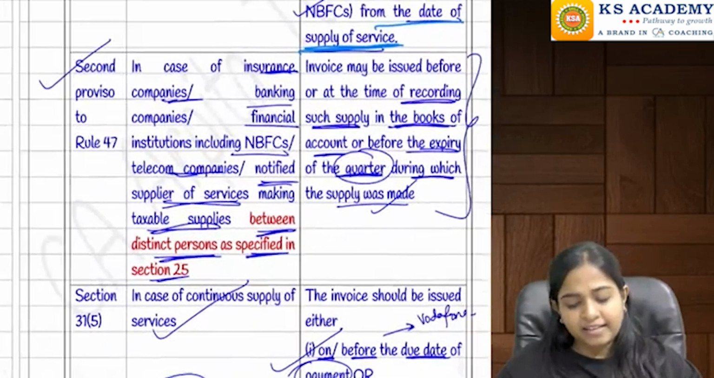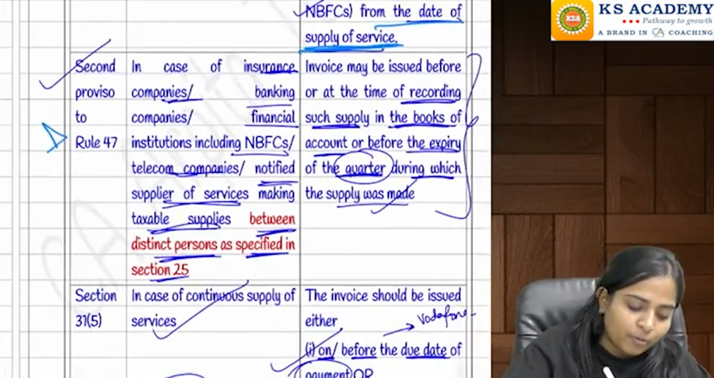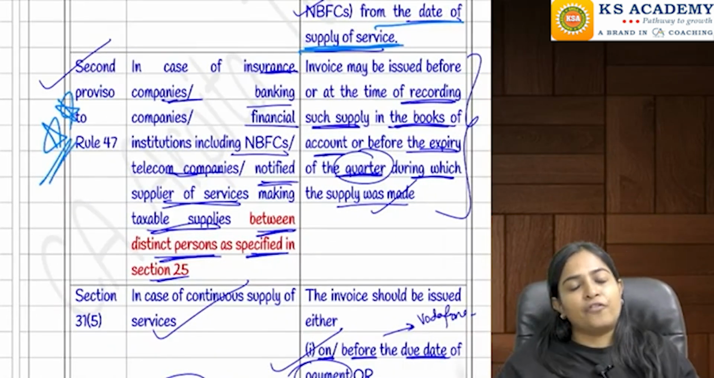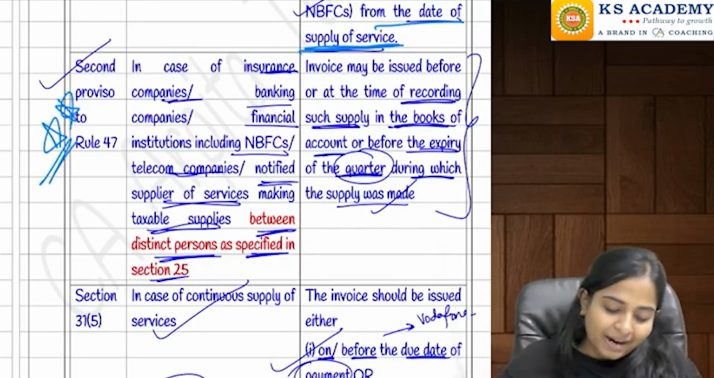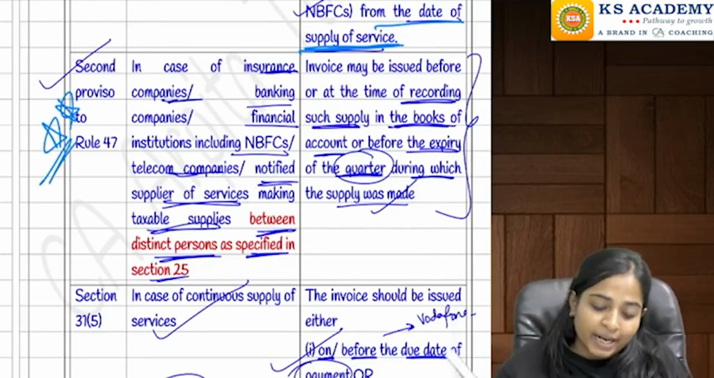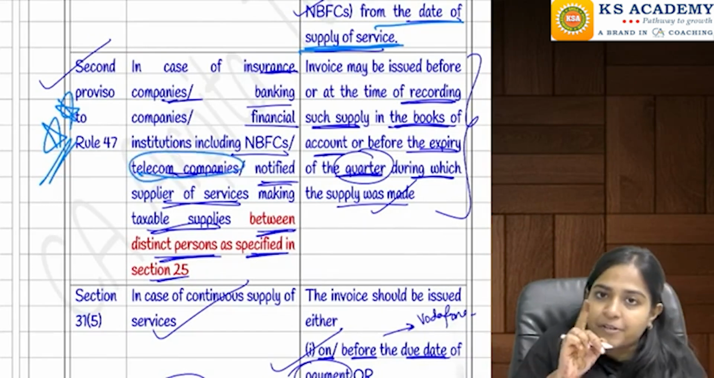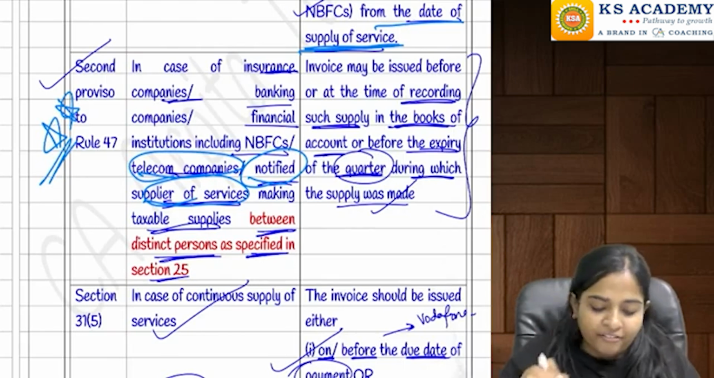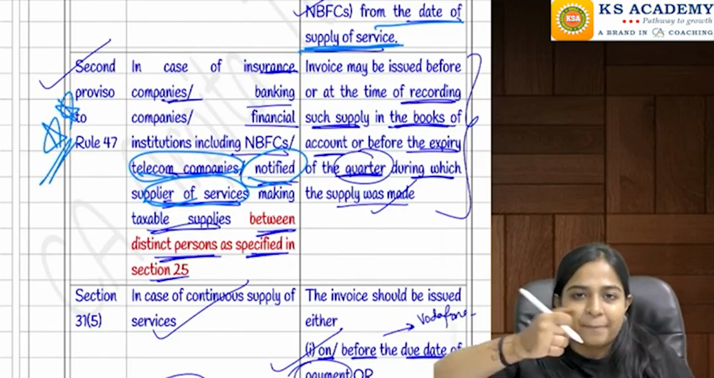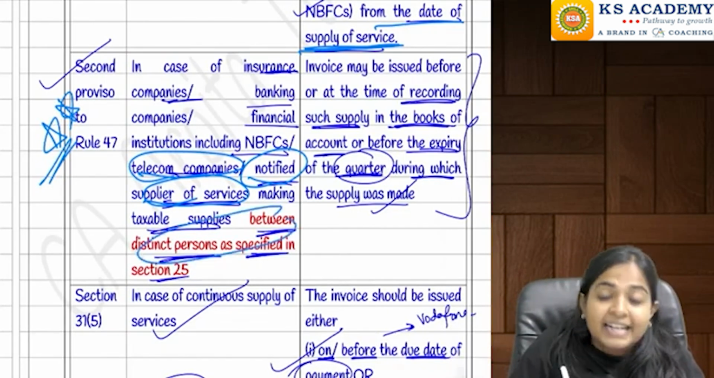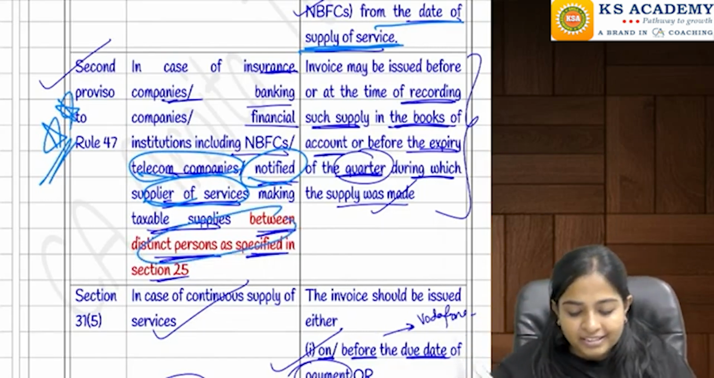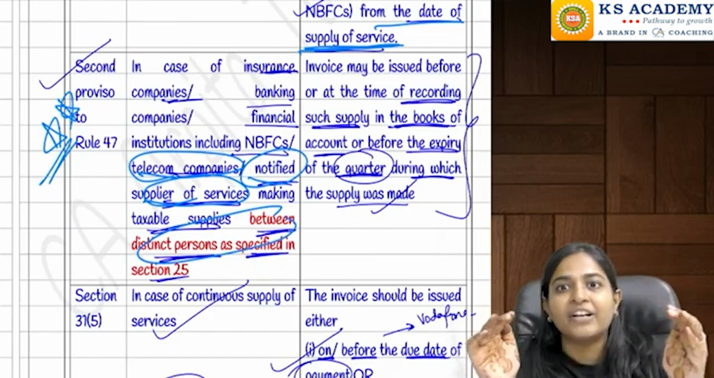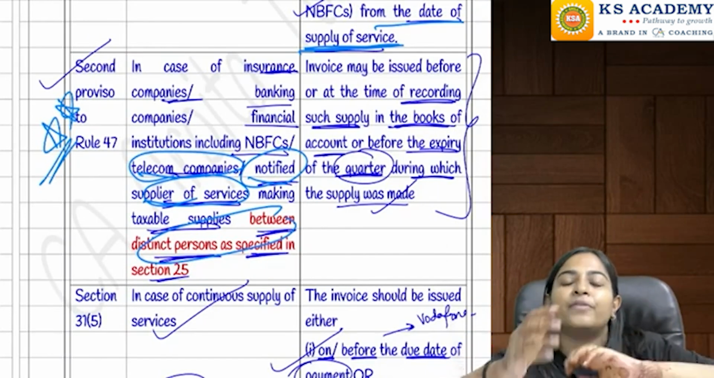Okay, then after that, this is just a proviso, second proviso to rule number 47. See what they are telling us here. In case where the supplier is an insurance company, banking company, financial institution, including NBFC, telecom companies, or only a notified supplier, if they are making taxable supplies between distinct persons, remember, between distinct persons as specified in section number 25. This is only applicable to these specific companies and only if the supply is between distinct persons.